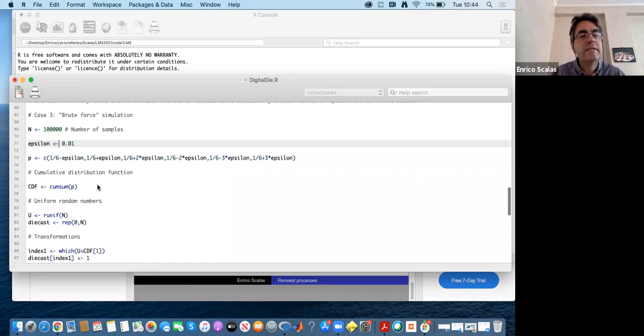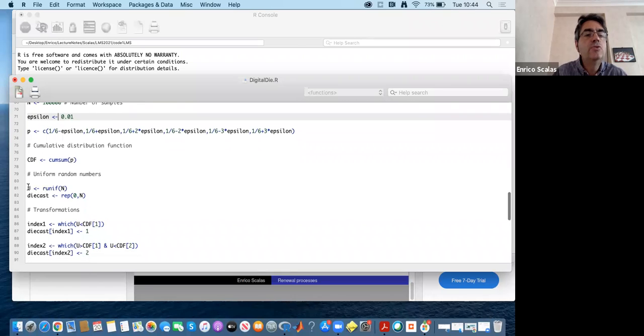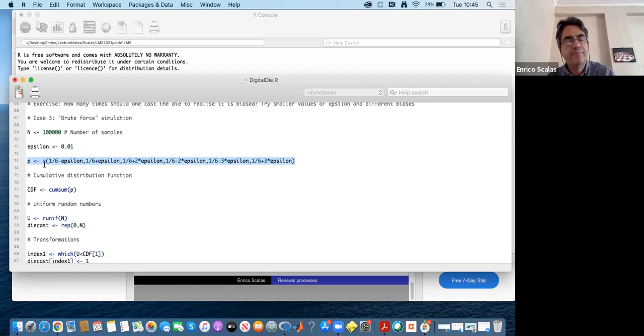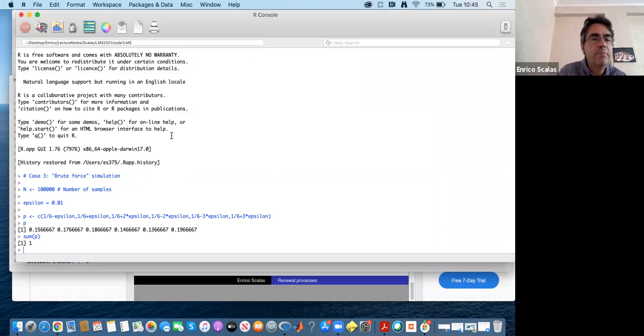Now, to get the cumulative distribution function, you just consider the cumulative sum of P. Then you generate 100,000 uniform random numbers, and you introduce a variable die cast in which you put zeros. Notice this syntax, which is peculiar to R, where you have to use this function c to create an array or a vector. So this is adding elements and creating an array. Yes, so in fact, P is a one-dimensional array with these 6 elements.